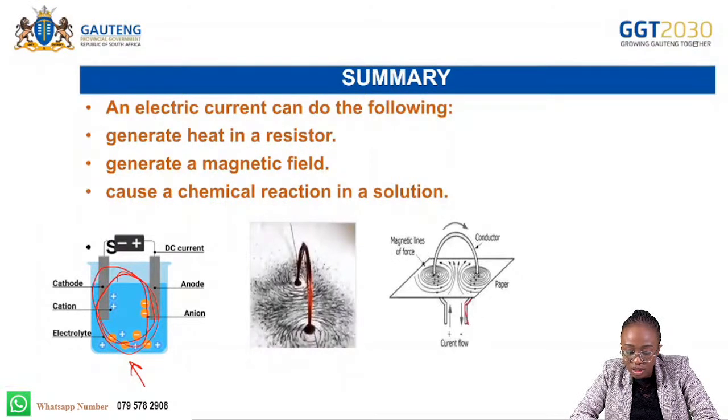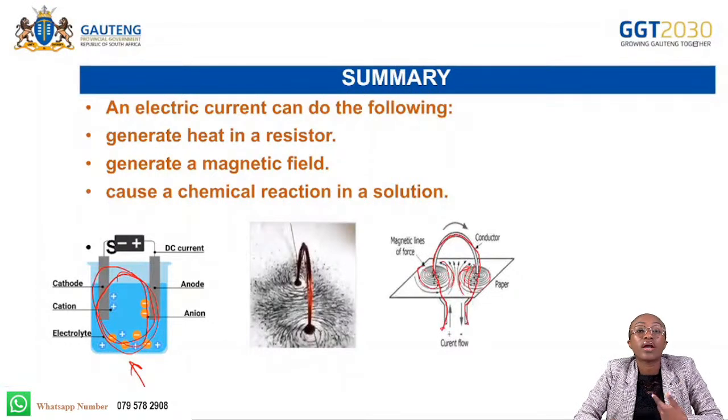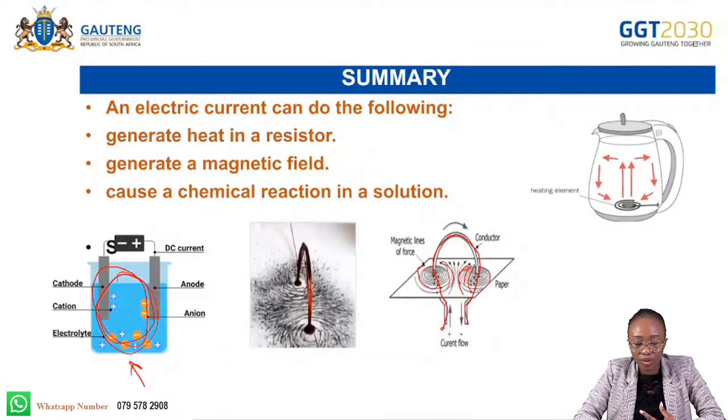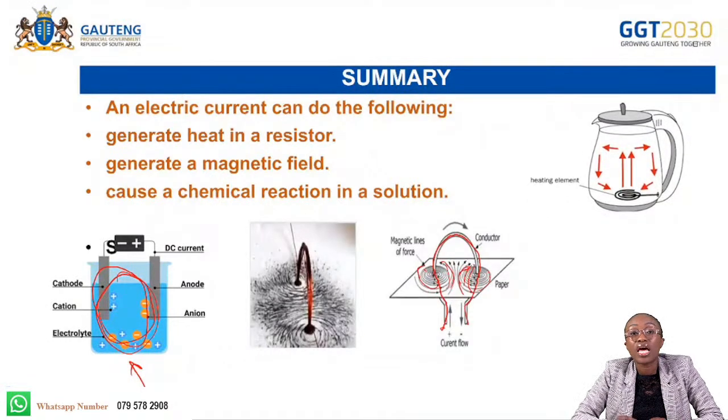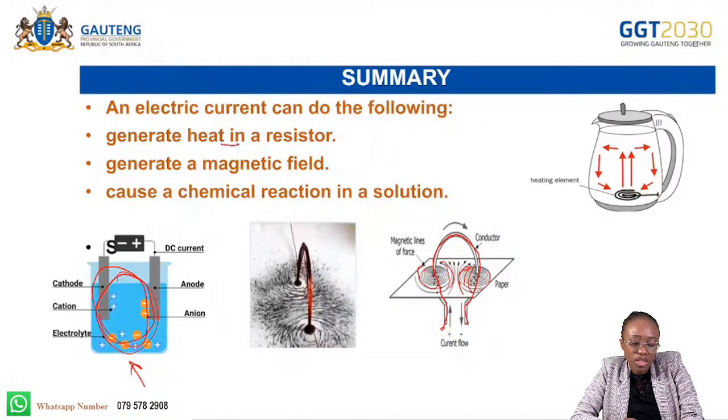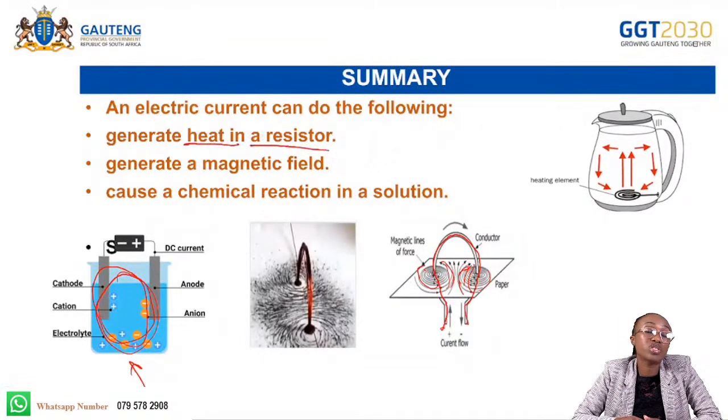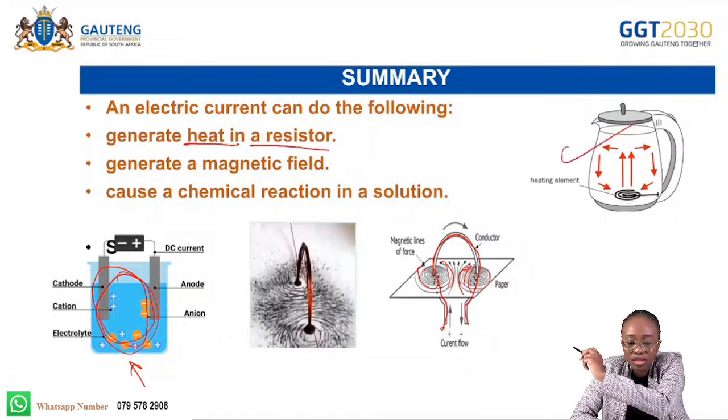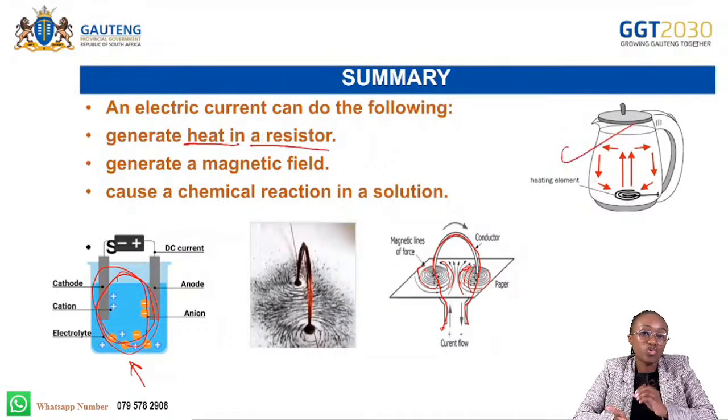If you follow this here, this is our conductor, and around the conductor we have the magnetic field forming. And then the heat. An electric current is capable of generating heat in a resistor. We use resistors in different electrical appliances, and one of them is the electric kettle that we use to heat up water or to boil water. So this is one of the effects of an electric current.